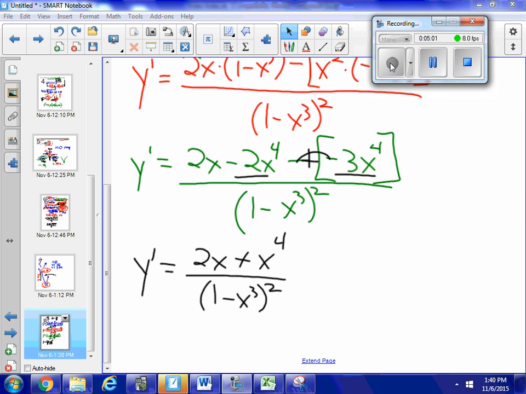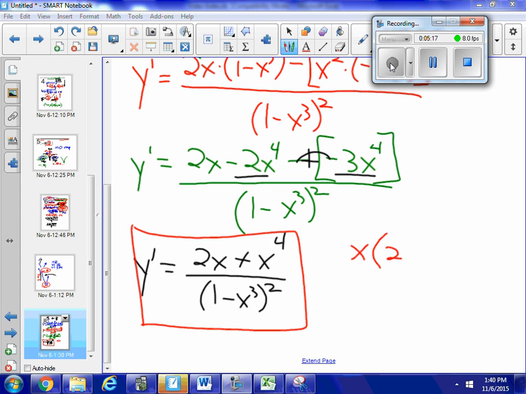And that's really as far as I can take it. This is the answer. Now I will tell you, when I was messing with this, I saw this 1 minus x cubed, and I saw the 2x plus x to the fourth, and I thought, oh, maybe I can simplify a little bit, and I tried to pull out an x, but I got x times 2 plus x cubed, and there really wasn't anything I could simplify. So this is the answer to that problem.